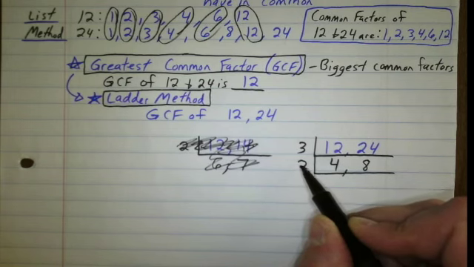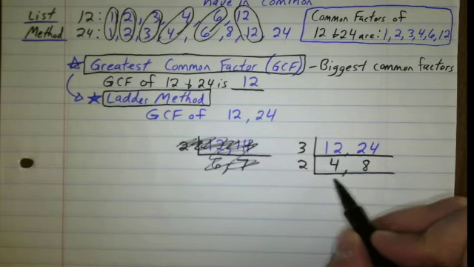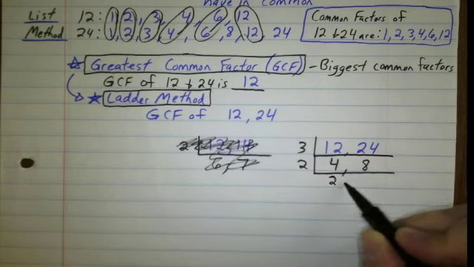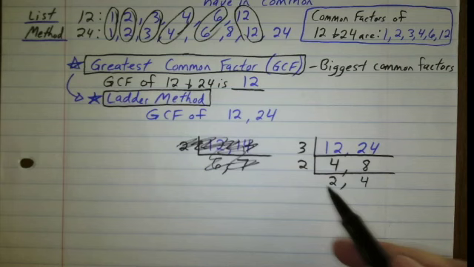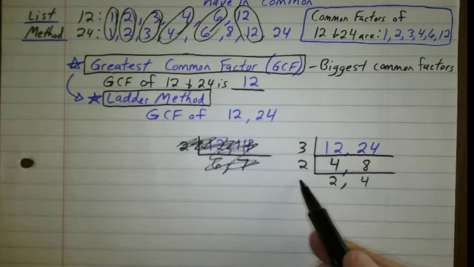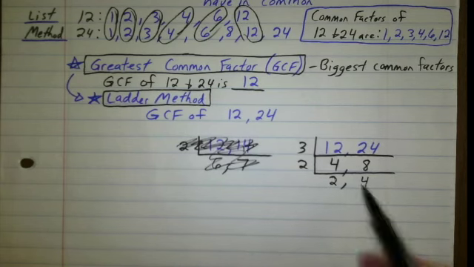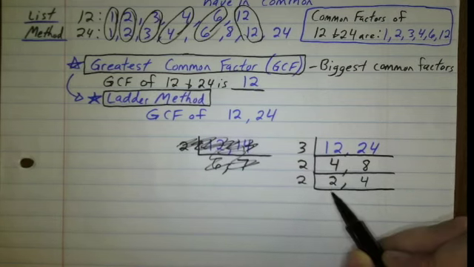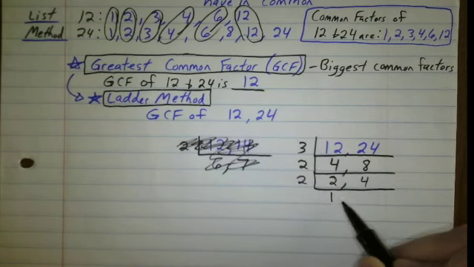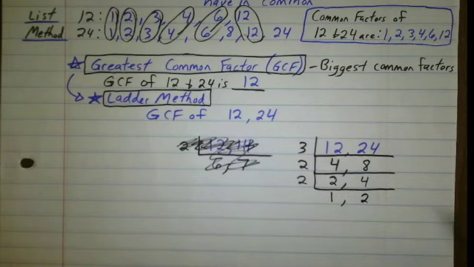It's a composite number. So 4 divided by 2 is 2, and 8 divided by 2 is 4. Do I make another rung on the ladder? Is there another number that's prime that goes into both 2 and 4? You should see it. It should be 2. So make another rung, and you're going to divide each one by 2. That would give you 1, and this would give you 2. And you can't make another rung because 1 is as small as you can get. You can't divide and make it any smaller.